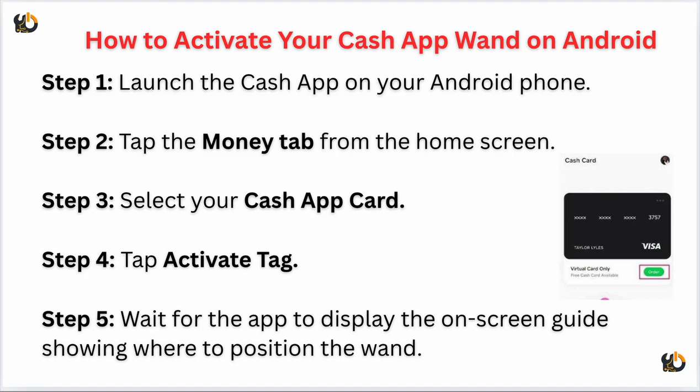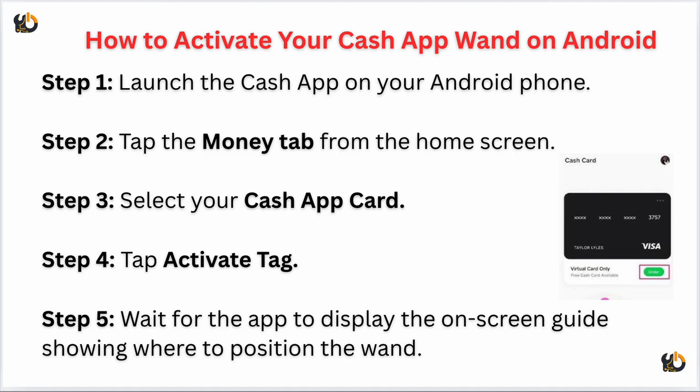Firstly, how to activate your Cash App Wand on Android. Step 1, launch the Cash App on your Android phone. Tap the Money tab from the home screen. Then select your Cash App card and tap Activate tag.